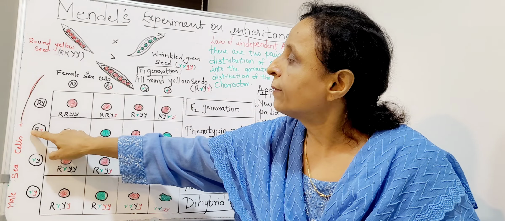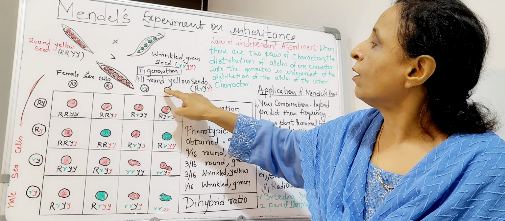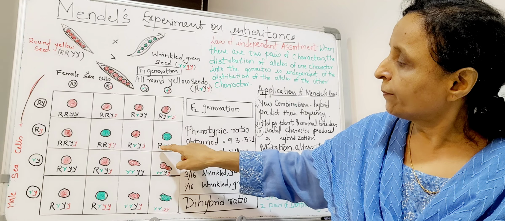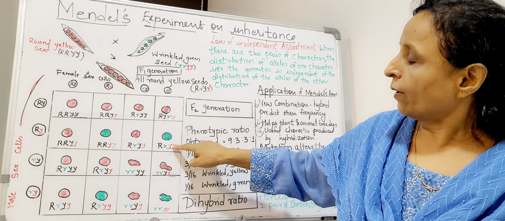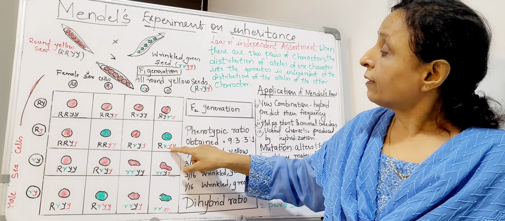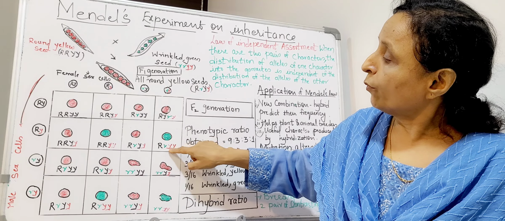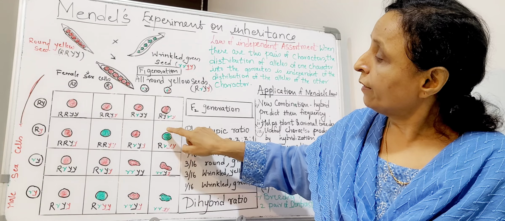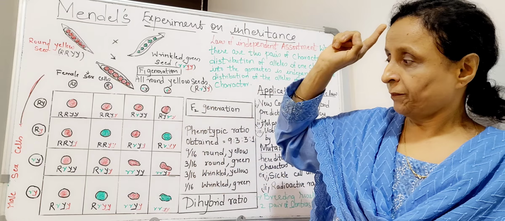Now, this capital R, small y will combine with small r, small y. Here only one capital is present, R, small y, small y. So, R is round, but the color here is not yellow, it is green. Both are recessive. Both are green. So here it will be round but green in color.